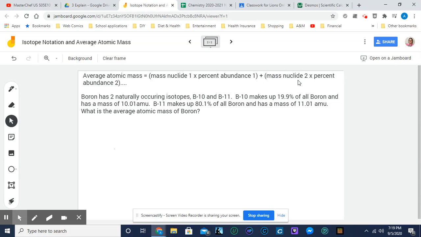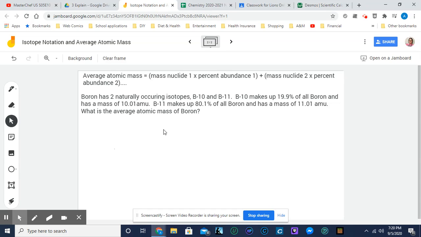And then you would repeat that for the second nuclide times its percent abundance, and then just keep doing that for however many nuclides there are. And then you just add them all together, and that's the average atomic mass. So in this example, we have two naturally occurring isotopes of boron, which is boron 10 and boron 11. Boron 10 makes up 19.9% of all boron and has a mass of 10.01 AMUs, which is short for atomic mass unit. Boron 11 makes up 80.1% of all boron and has a mass of 11.01 AMUs. And we want to know what the average atomic mass of boron is.